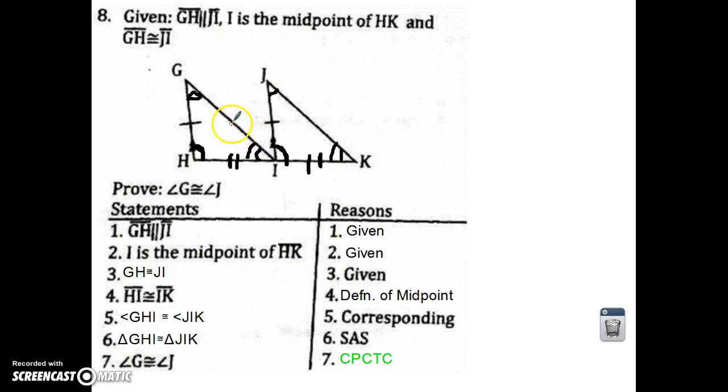Okay, and along with the last side, which is not even stated, but just to let you know that all the sides must be congruent also.